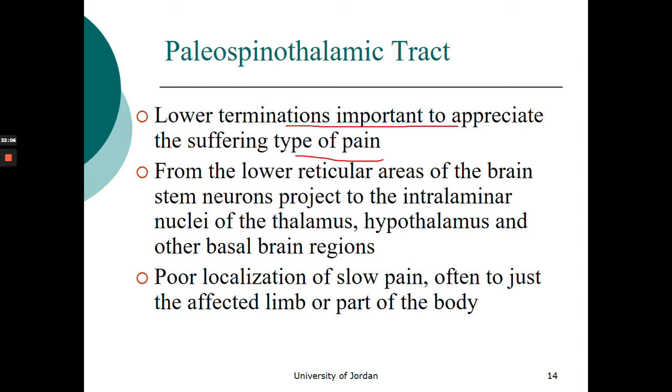From the lower reticular area of the brain, some brainstem neurons project to the intralaminar nuclei of the thalamus, hypothalamus, and other basal brain regions. These are important for the emotional aspect of pain.